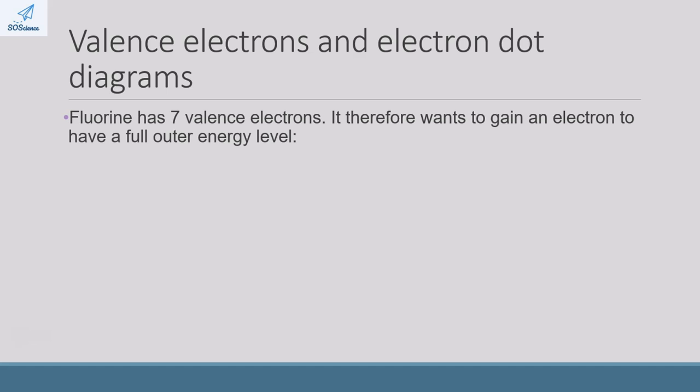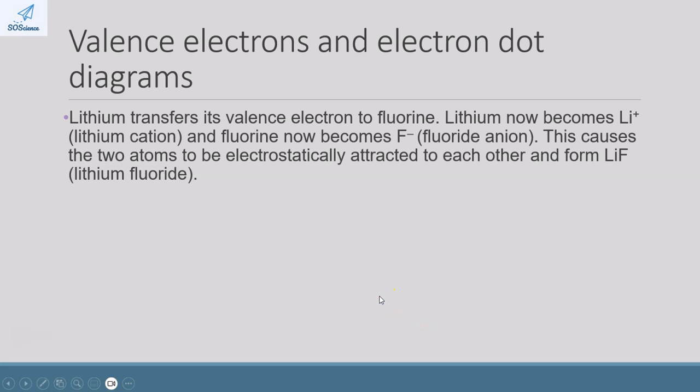Fluorine, on the other hand, has 7 valence electrons. Now, fluorine would need to gain a valence electron in order to have a full outer energy level. So fluorine has got 7 valence electrons, and an 8th one will ensure that it has a full outer energy level. So lithium will transfer its valence electron to fluorine.